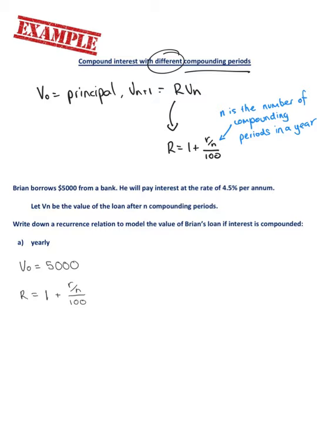So if it's yearly, the compounding period, well, there's only one. If it's quarterly, there are 4 quarters, 4. If it's half yearly, it's 2. And if it's monthly, it's 12.